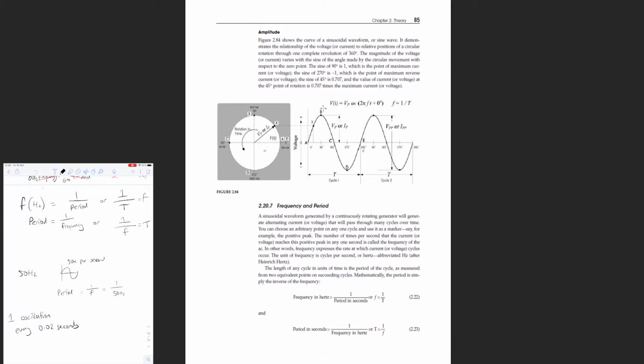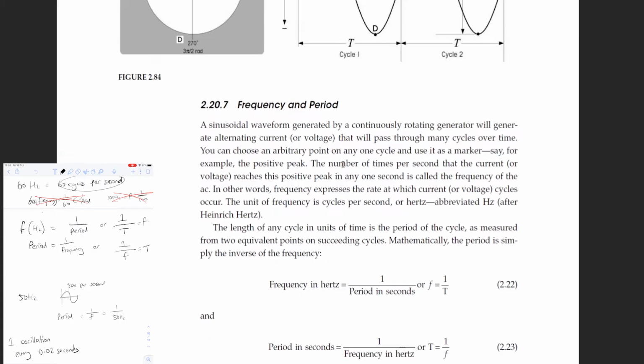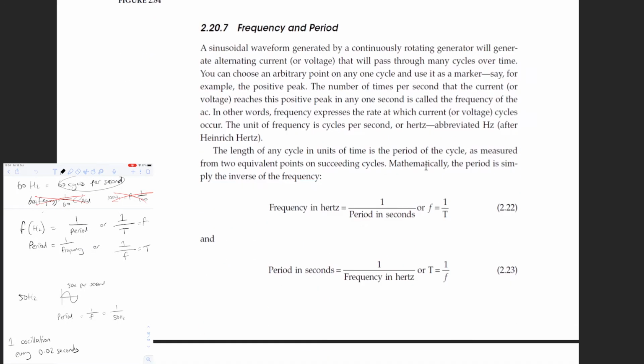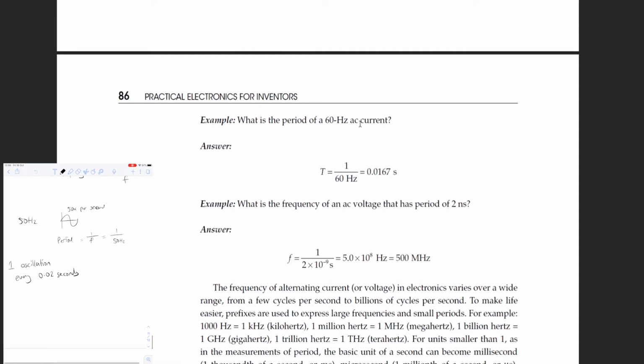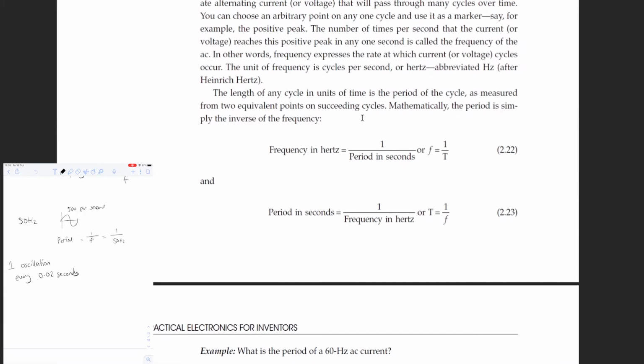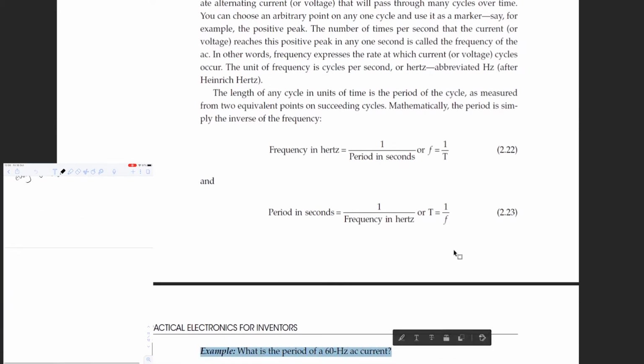Let's do this together. So in the last video, I learned a bit about amplitude of an AC waveform. So I'm just going to pick up from here. All right, I think I touched on frequencies. I did, yeah. And then I got onto these basically examples. So let's do this without looking at the answer. So example here, what is the period of a 60 hertz AC current?